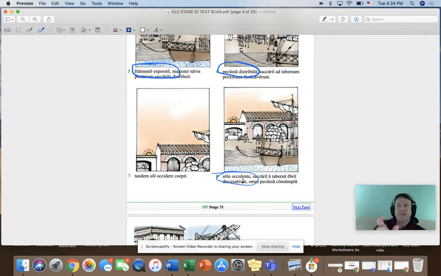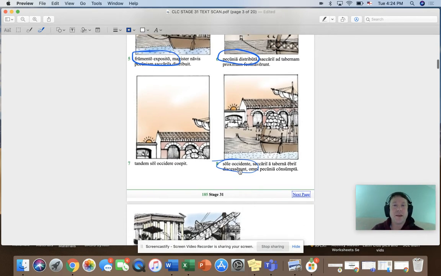Each one of these is its own self-contained little phrase, but it introduces the remaining part of the story. So with the money distributed, the dock workers hurried over to the nearest bar, basically. And with the sun setting, the dock workers, ebrii, drunk, left the tavern. So it sets the scene for the main part of the sentence.